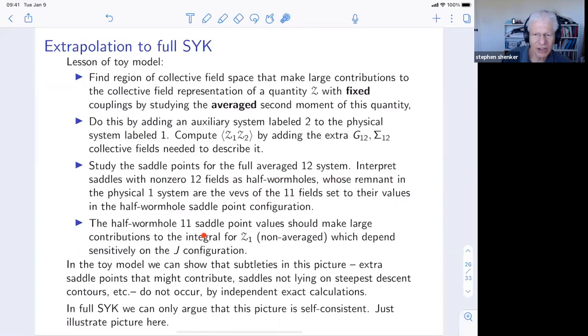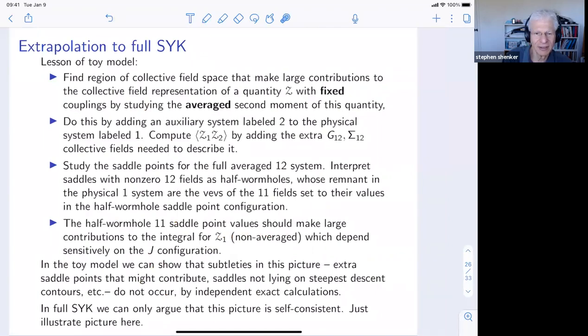The half wormhole saddles should make large contributions to the integral for Z1 with fixed couplings, because they make a big contribution to the second moment. And because they average out, they should depend sensitively on the J configuration. Now, there are a lot of subtleties in this picture: extra saddle points not lying on steepest descent contours, which in this one time point model we can argue don't happen. But in full SYK, we can only argue the picture is self-consistent. So I'll just try to illustrate a little of the picture here in my final few minutes.